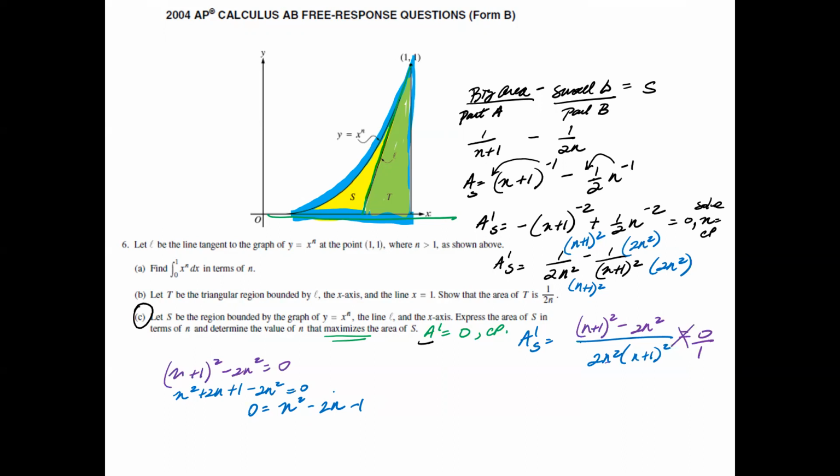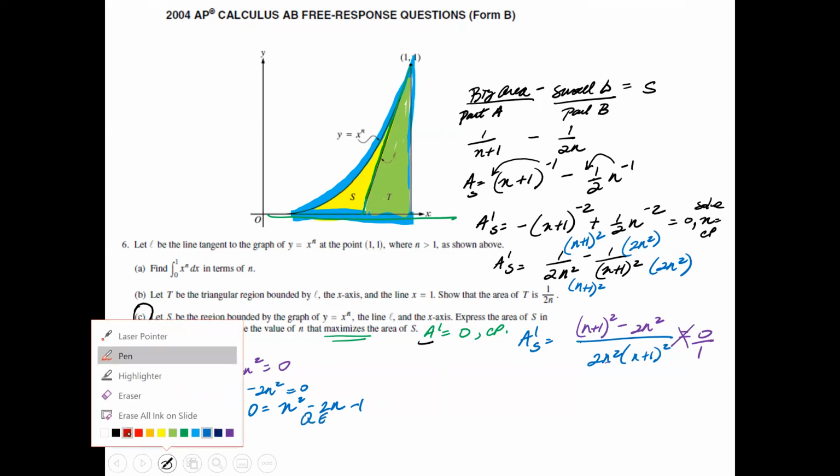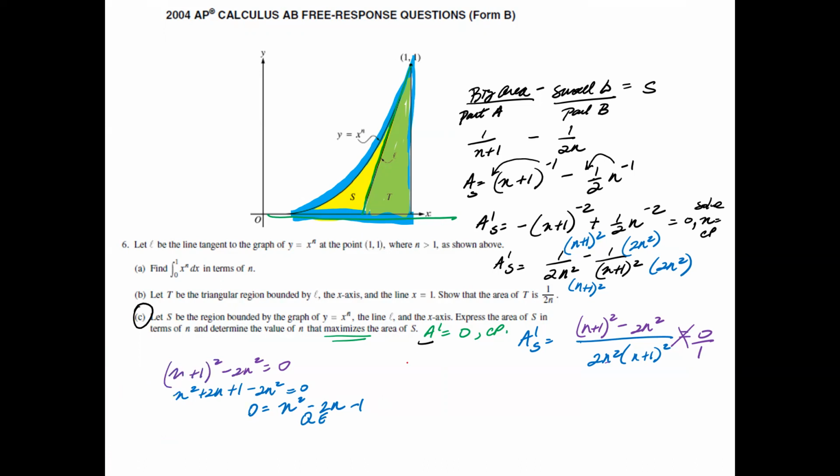So unfortunately, if you cannot factor, guess what? You're going to have to use the quadratic formula. So negative b is a negative 2, plus or minus the square root of b squared, which is 4, minus 4ac, all the way over 2a. And remember, this is your critical point.